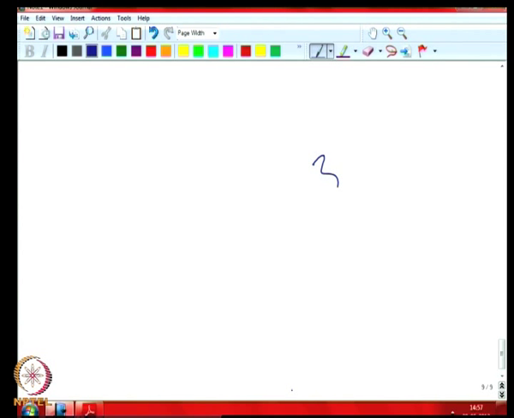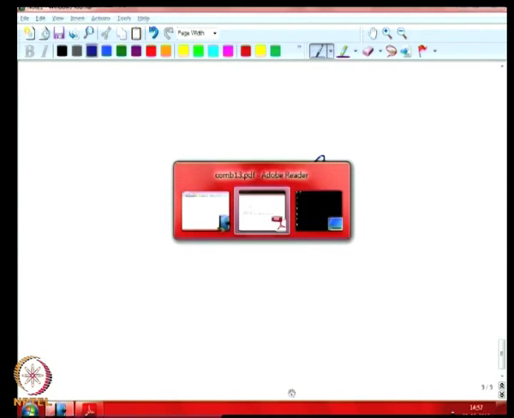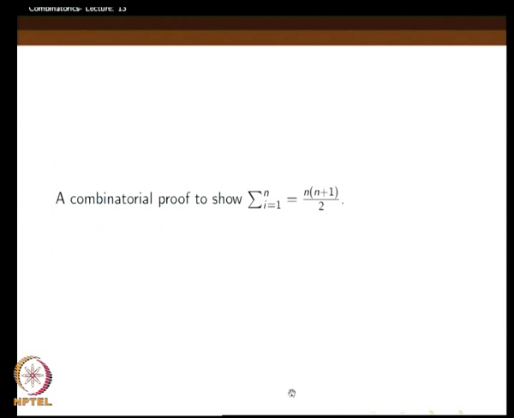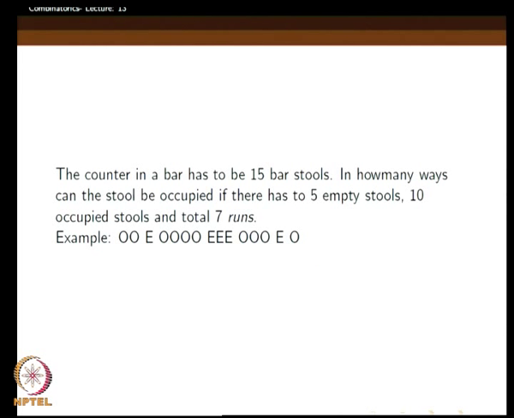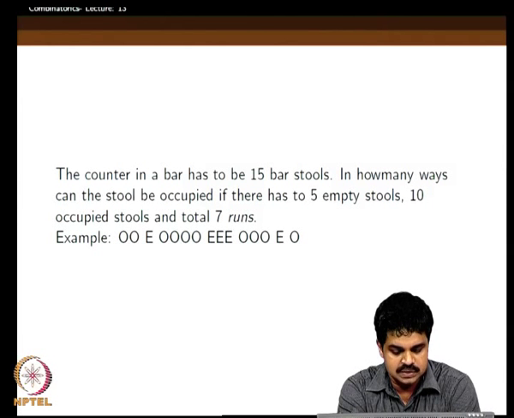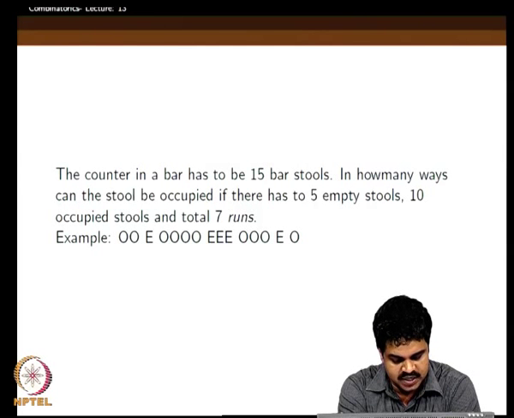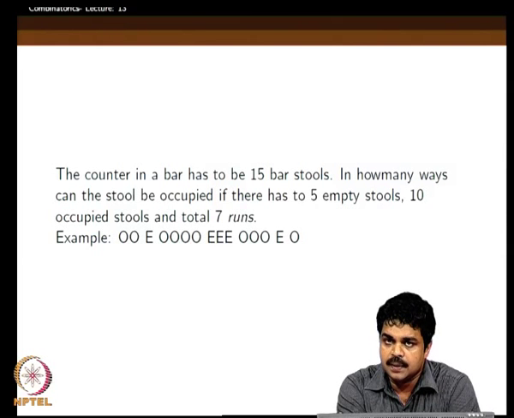Yeah, next one. So, we will consider the next question now. So, here is a different question. A customer goes into a bar. In the bar, he sees at the counter there are 15 bar stools. So, in a row, you can assume that there are 15 stools, right, and then he wants to occupy some stool.